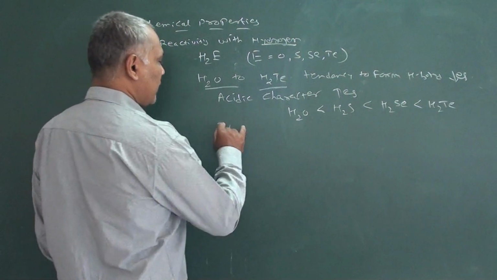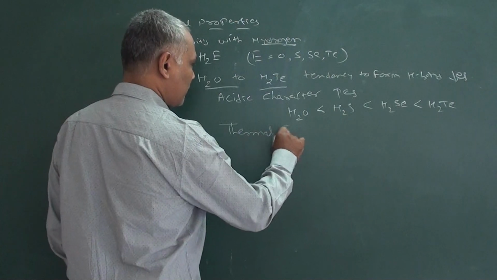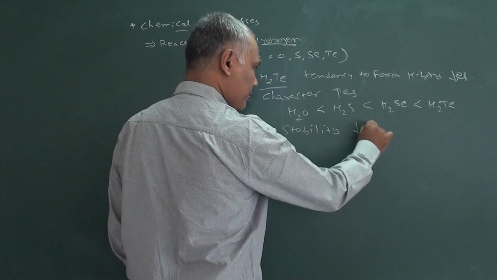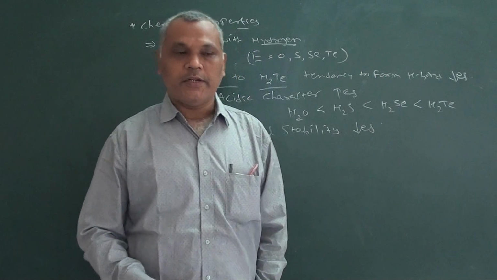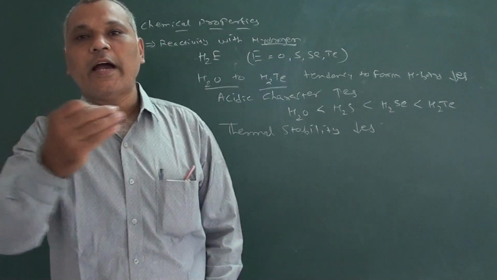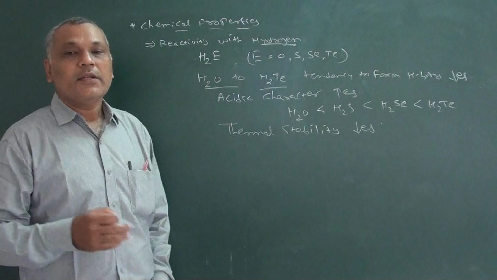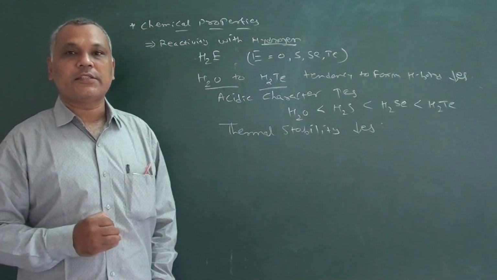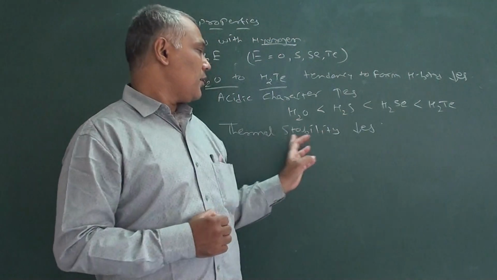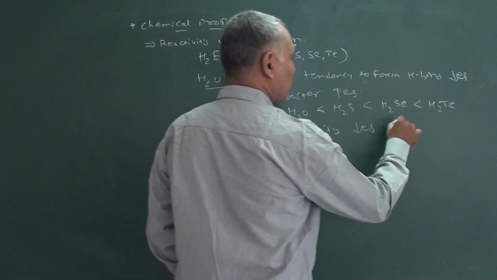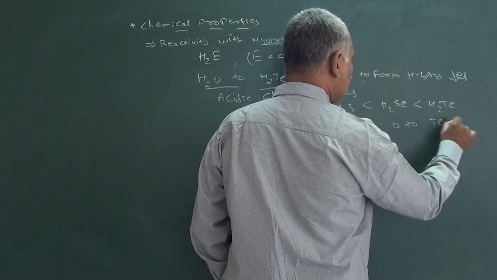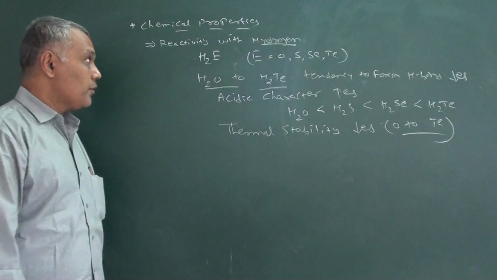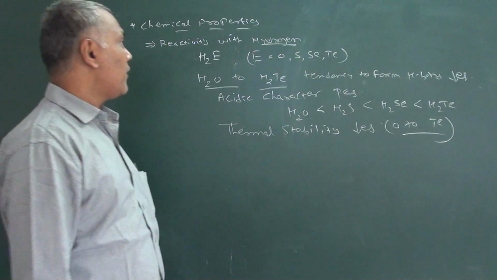As well as that, you can see that thermal stability decreases. Now what is thermal stability? As the bond can be broken very easily, hydrogen can be separated from the compound very easily. Its tendency to hold together against heat energy decreases. That is the reason we say that thermal stability decreases from O to Te. Right? So that is for the reaction with hydrogen.